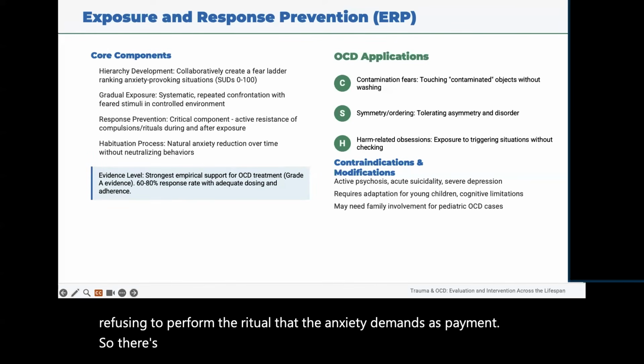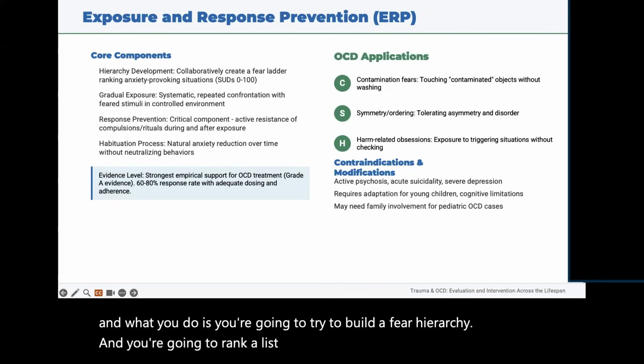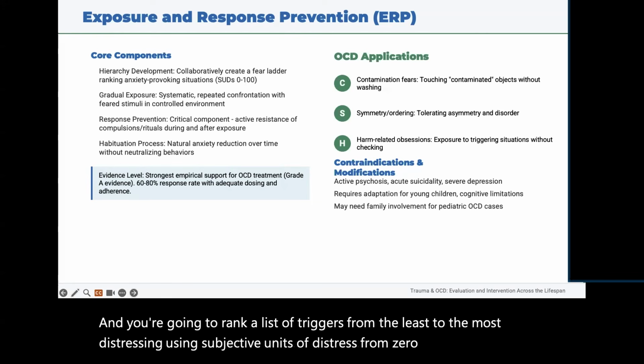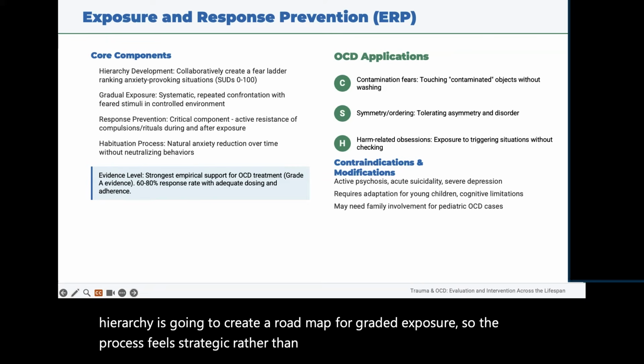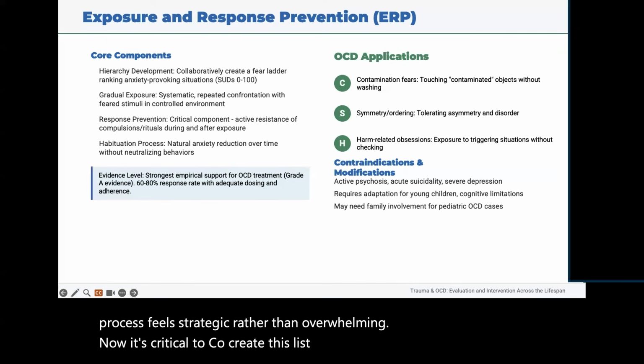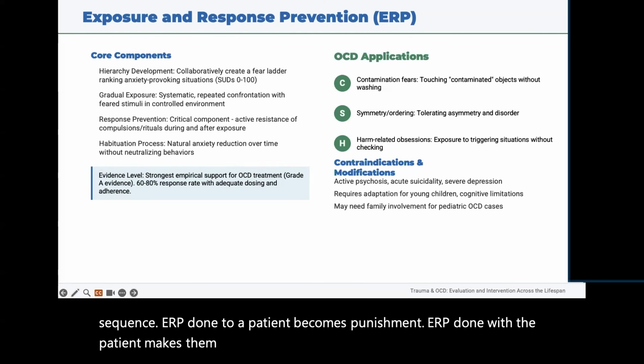So there's a hierarchy of development here. ERP starts collaboratively. And what you do is you're going to try to build a fear hierarchy. And you're going to rank a list of triggers from the least to the most distressing using subjective units of distress from 0 to 100. And this hierarchy is going to create a roadmap for graded exposure so the process feels strategic rather than overwhelming. Now, it's critical to co-create this list because the patient has to own the sequence. ERP done to a patient becomes punishment. ERP done with the patient makes them feel empowered. So you want them to really develop this gradation.